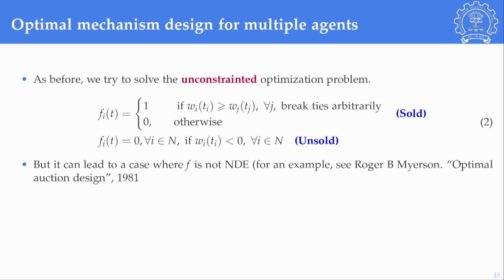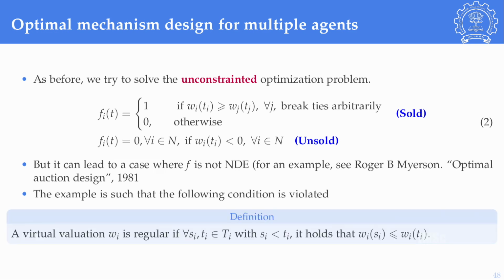As before, the counter example is not difficult to create. You can create a counter example where the virtual valuation Wi is not monotone with respect to ti, and then the unconstrained optimization problem will not give you the optimal mechanism. So, what we do, we actually use the same regularity assumption, right. We are going to assume that the virtual valuation is regular. This is the term that Myerson used and therefore everybody else used. The virtual valuation Wi is regular if you have this monotonicity property with ti.